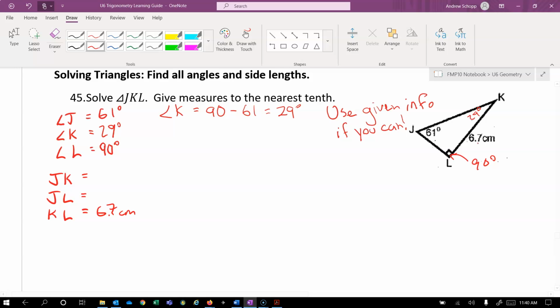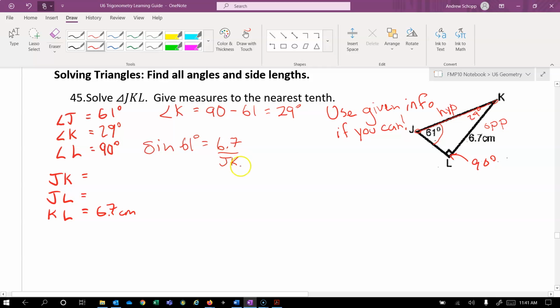Okay, let's start with JK first. That's this length here between J and K. And if I keep 61 as my angle of interest, I know that 6.7 is the opposite and JK is the hypotenuse. The trig function that relates opposite and hypotenuse is the sine. So the sine of 61 degrees must be equal to the opposite, which is 6.7 over the hypotenuse, which is just JK. You can use another letter for this if you'd like, but I'll use that.